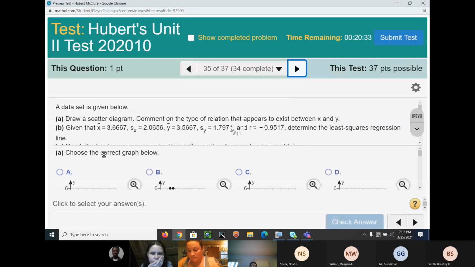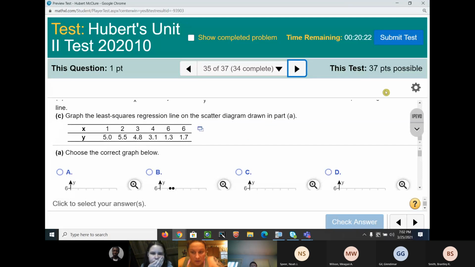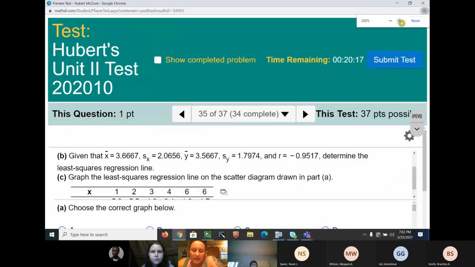Okay, there's another one. There's your points. Go ahead and do it. I'll try to make it bigger, but I've already got it up as far as it goes. I can read the points. It's fine.